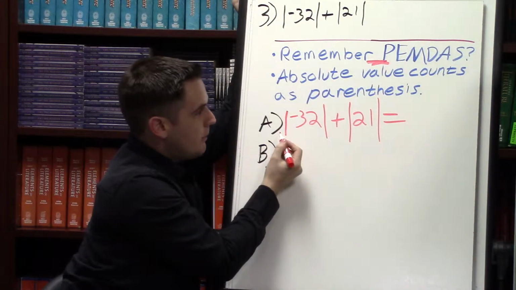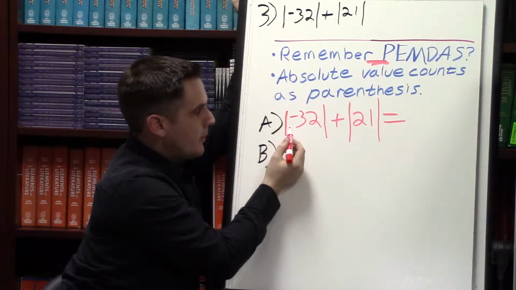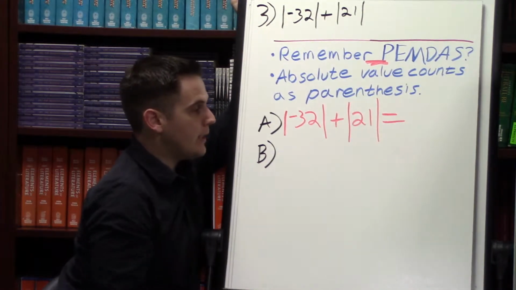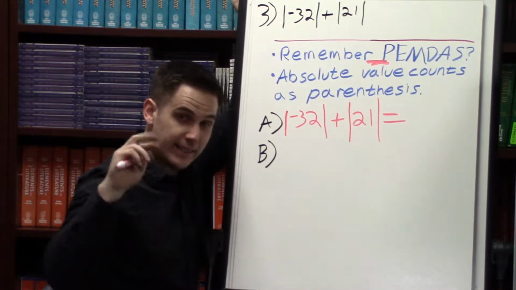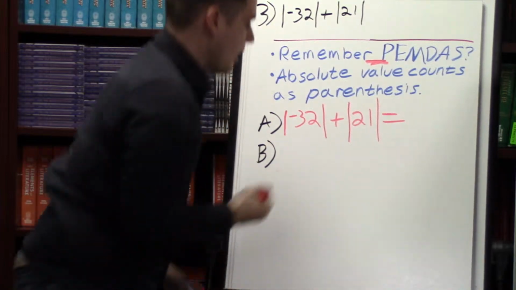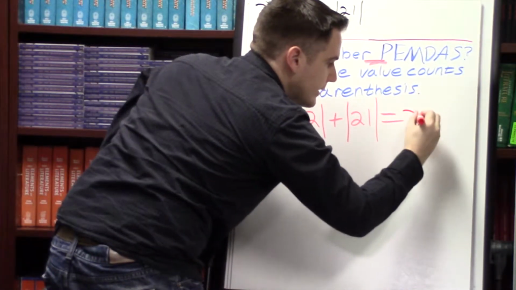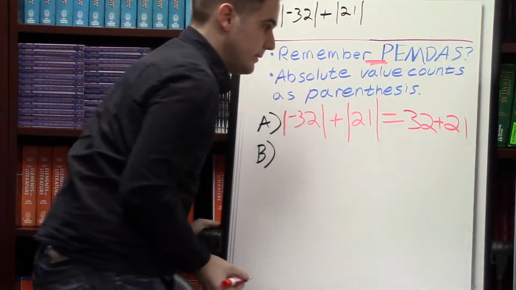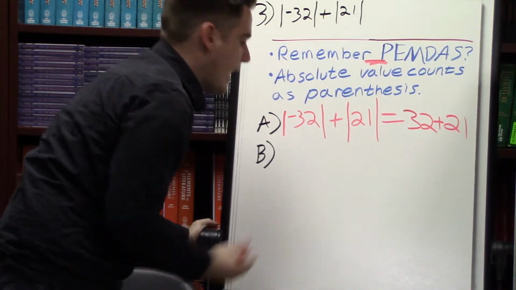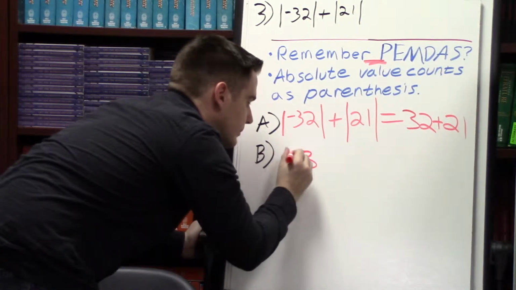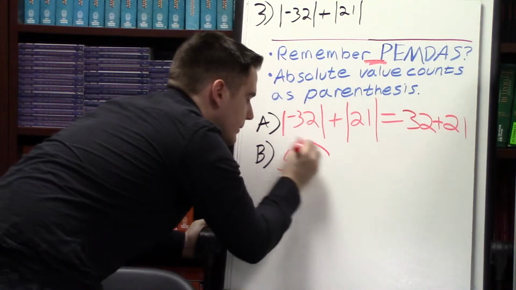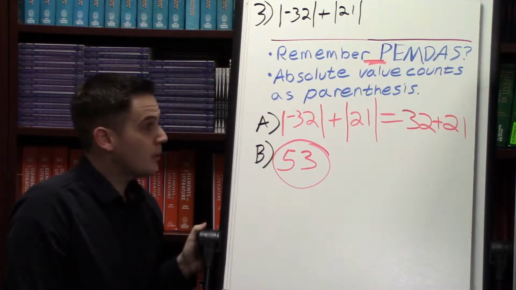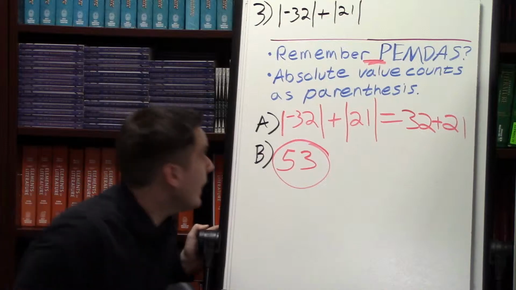So in the problem, absolute value of -32 plus absolute value of 21, this problem rewritten, doing the parentheses, the bars, first, will turn into +32 plus +21. Then we can go ahead and add, for a grand total of 53. Pretty simple so far, right? Okay, next problem.